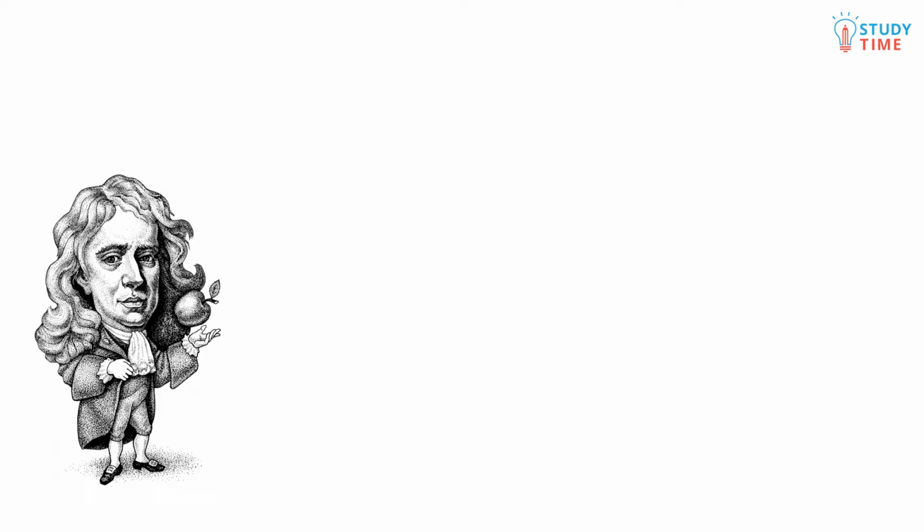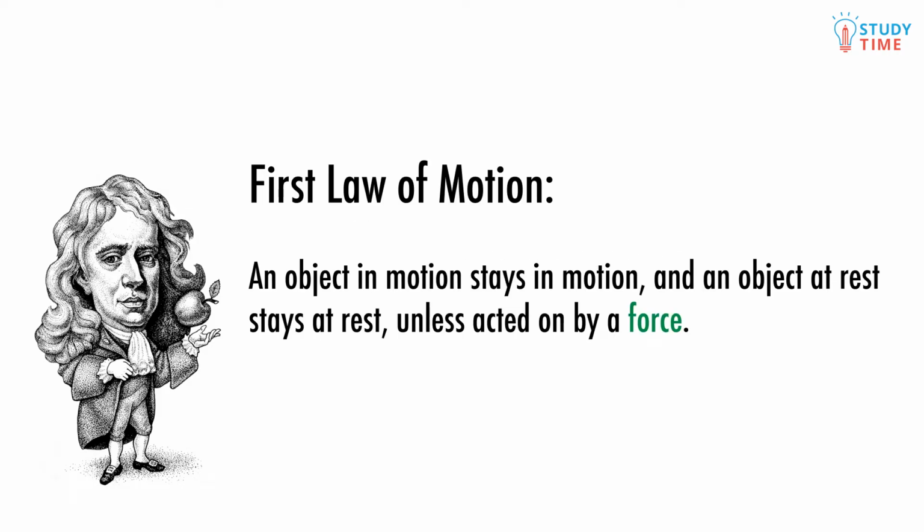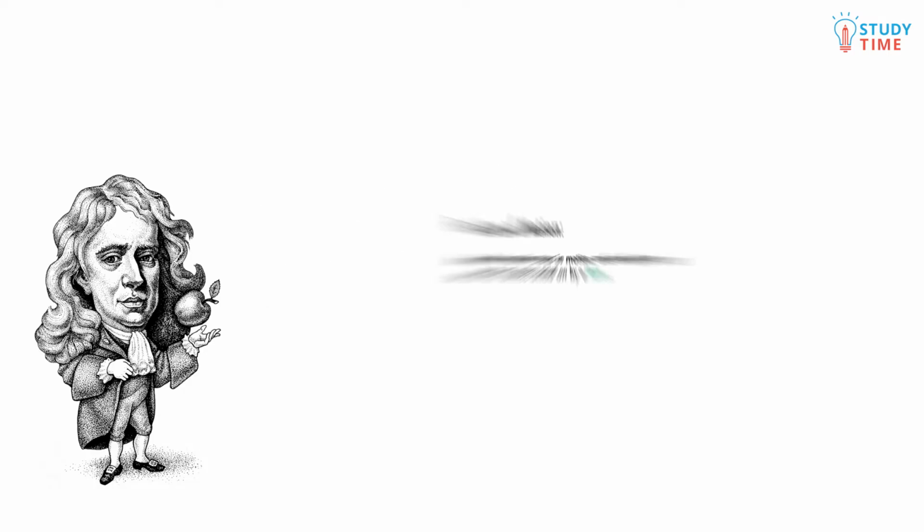Newton's first law is this: an object in motion stays in motion, and an object at rest stays at rest, unless acted on by a force. This means the velocity of any object anywhere in the universe is always constant unless a force acts upon it. In other words, in order to accelerate anything, you must apply a force.